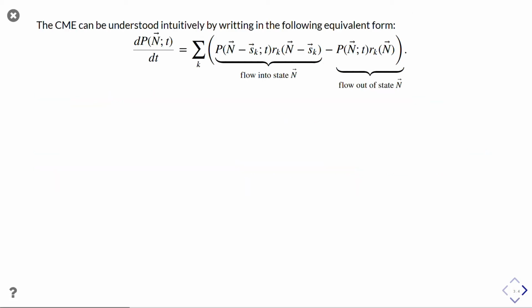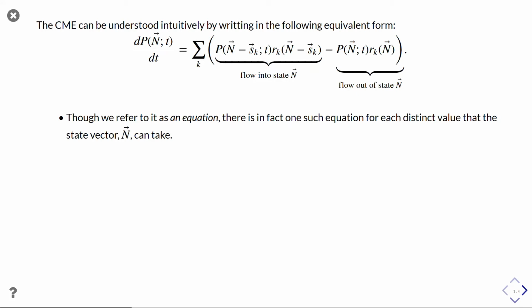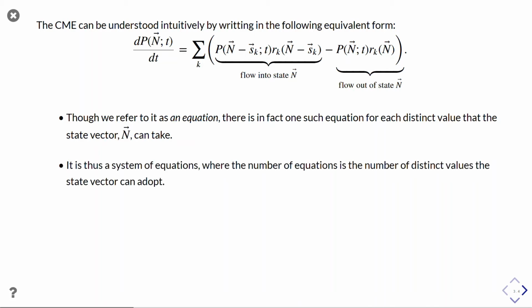The master equation can be understood intuitively by writing it in the form shown here, where we see that the time derivative of the joint probability distribution is a sum over terms representing the flow into the state minus the flow out of the state. Though we refer to this as an equation, there is in fact one such equation for each distinct value that the state vector n can take. It's thus a system of equations where the number of equations is the number of distinct values that the state vector can adopt.